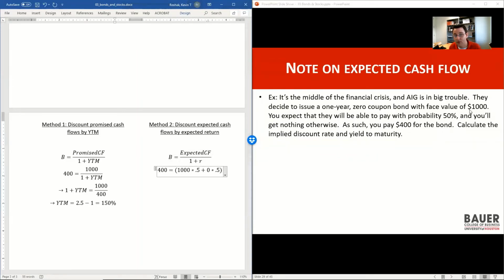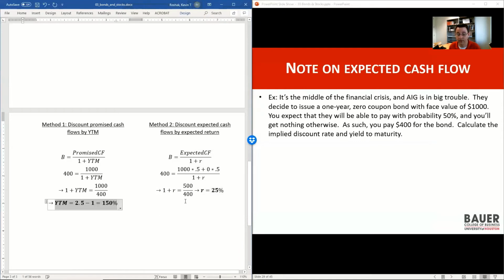That's the weighted average of the promised cash flow. You're weighting the cash flows by the probability. 50% of the time you get 1,000, 50% of the time you get 0. So the expected value is 500. We're going to divide that by 1 plus the discount rate, R. That's going to tell us that 1 plus R, just doing a couple of steps of algebra here, is going to equal 500 divided by 400, which tells us that R is going to be 25%. The yield to maturity, on the other hand, was 150%.